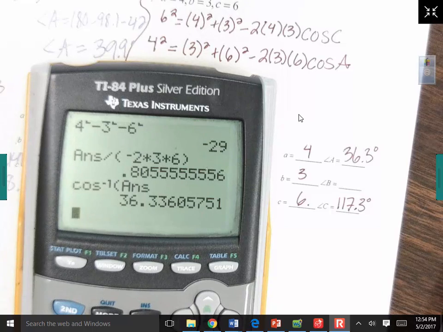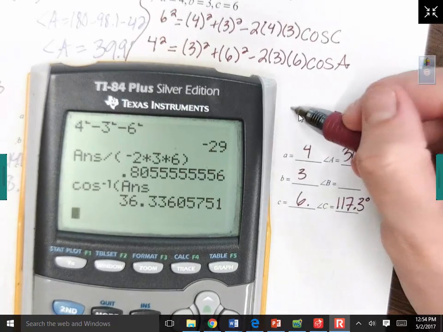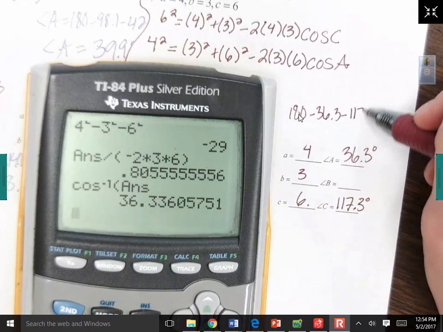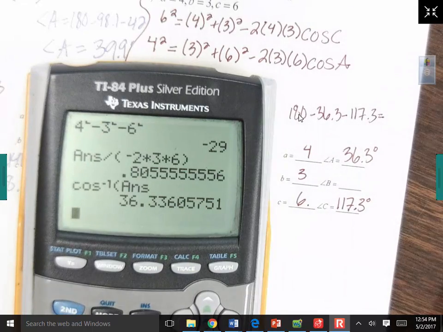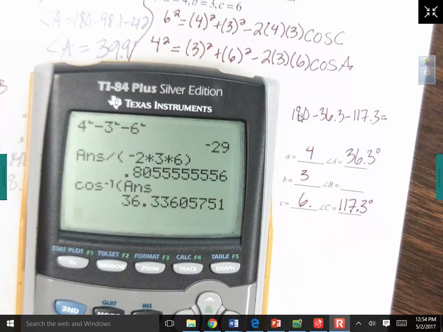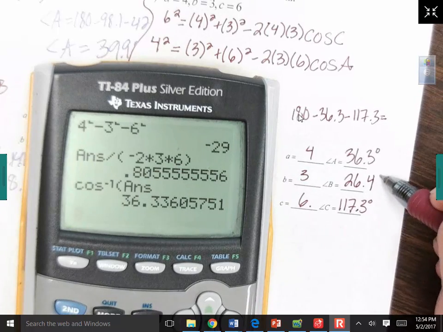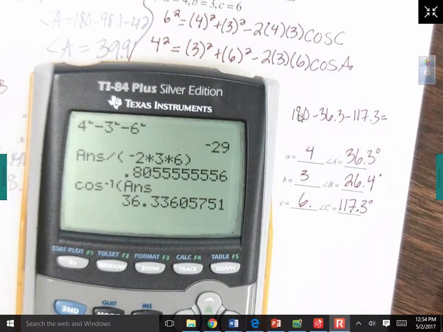Right, it's the fact that we know that the sum of the three angles of any triangle is 180 degrees, right? So this would be 180 minus 36.3 minus 117.3. And how many degrees does that give us for angle B? 26.4. Is that what you guys got? We're going to trust Murphy with this and call it a day. Any questions on number 2?